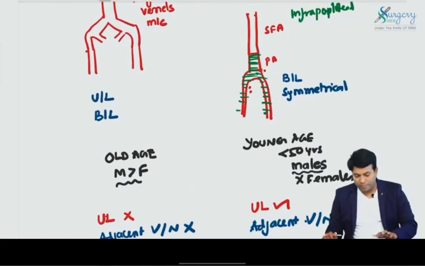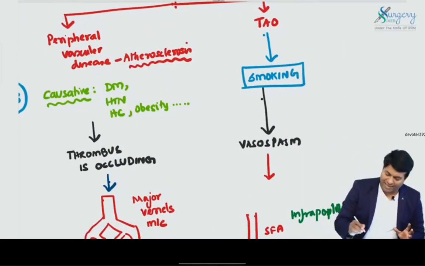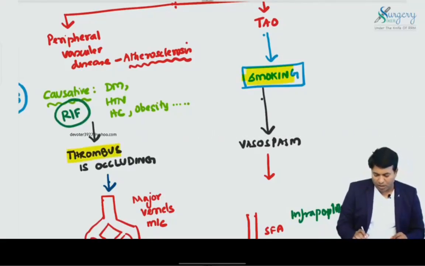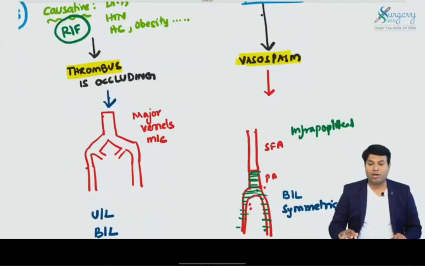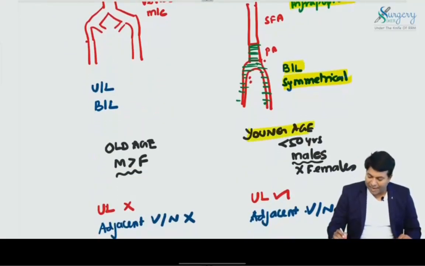So these are the two important diseases. Have this basic outline between atherosclerosis and TAO. Atherosclerosis is caused by various risk factors; TAO has only one risk factor, that is smoking. Atherosclerosis is caused by thrombotic occlusions. TAO is due to vasospasm involving infrapopliteal vessels only, and TAO is bilaterally symmetrical. It is common in young males only.